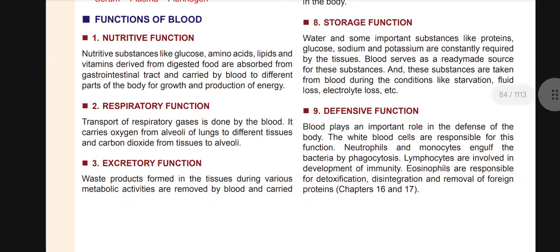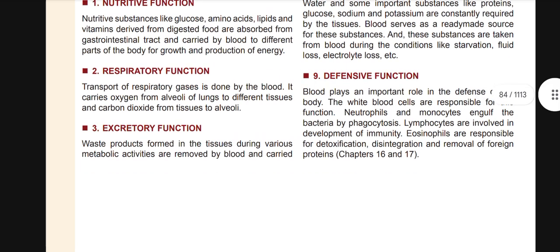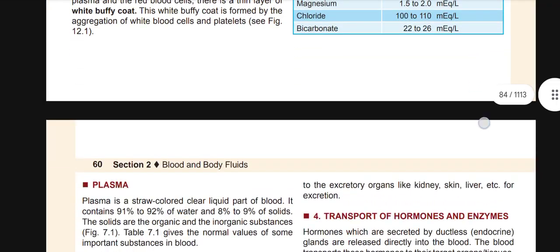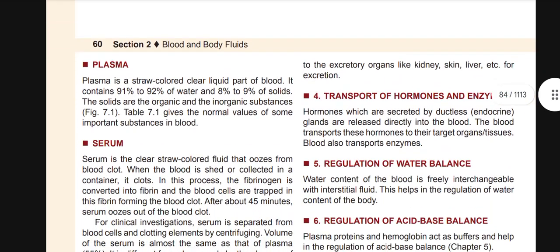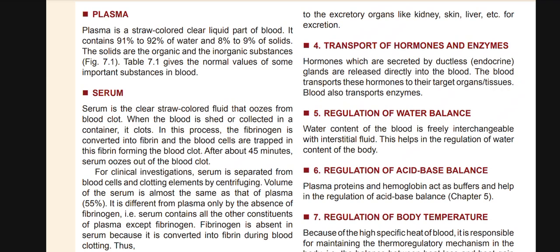Then respiratory functions. Blood generally carries oxygenated blood from the alveoli to the cells and tissues of the body, and carbon dioxide or deoxygenated blood from the cells or tissues to the lungs. Next, excretory functions. Waste products formed by tissues from various metabolic activities are removed by blood and carried to the excretory organs like kidney, skin, liver, etc. for excretion. Now, transport of hormones and enzymes.